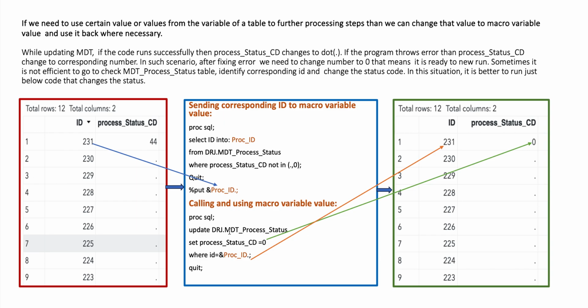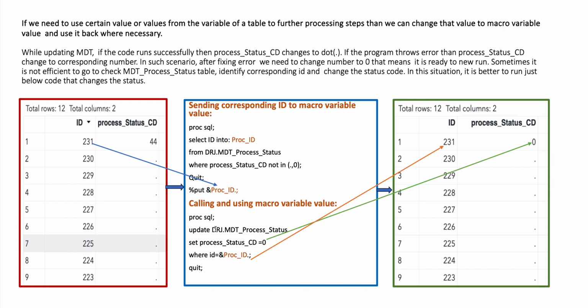The next step is calling and using the macro variable value. Proc SQL, we are going to update the drj.mdt process status table and set process status code equals to 0 where ID equals &proc_ID. That means where ID equals the value of this macro variable, which is 231. That means we are going to change this row. When the value of ID is 231, change the status code to 0. That means we are going to change this 44 to 0.